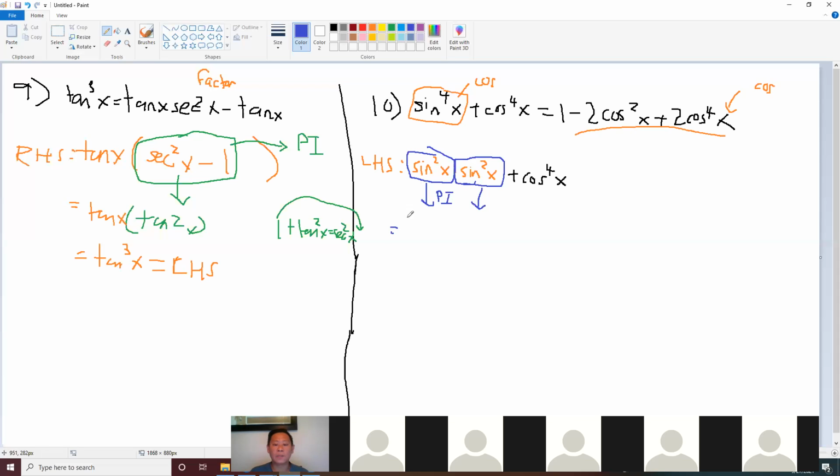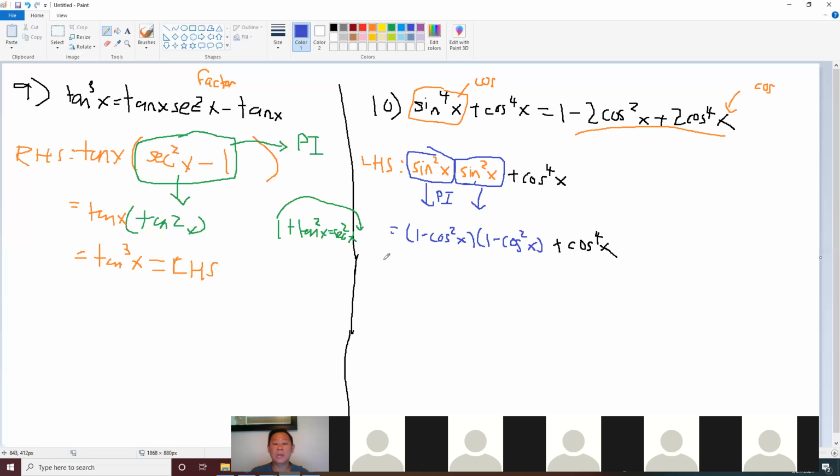So this will become 1 minus cosine square x, because sine squared plus cosine squared equals 1. And this is also 1 minus cosine square x. These are the same, so I just duplicate, but the cosine 4x at the back I just rewrite, so we don't do anything with it. The reason is that this side is all in terms of cosine.